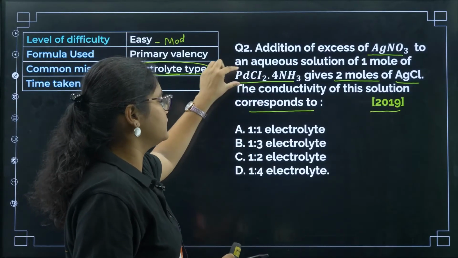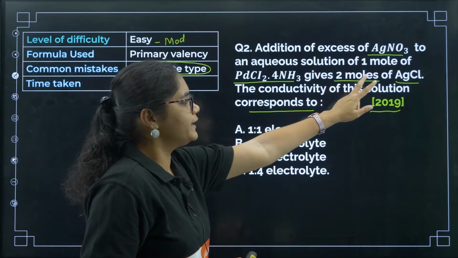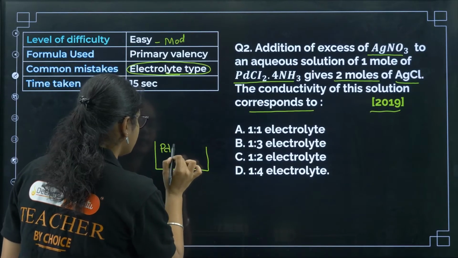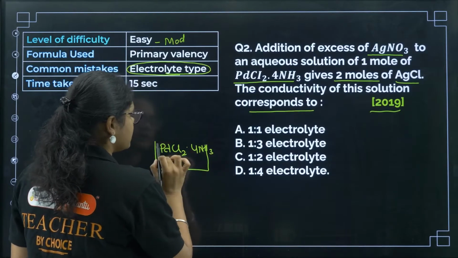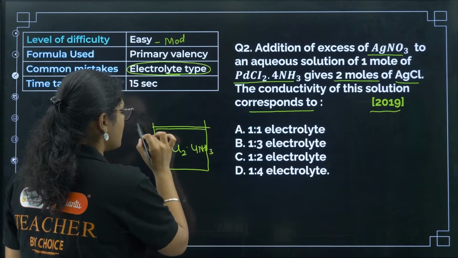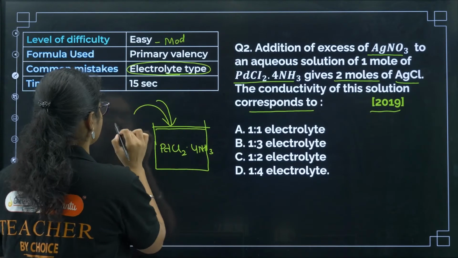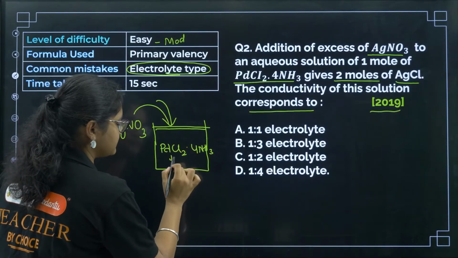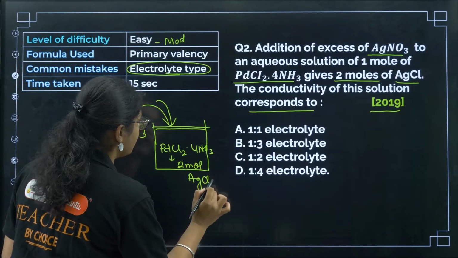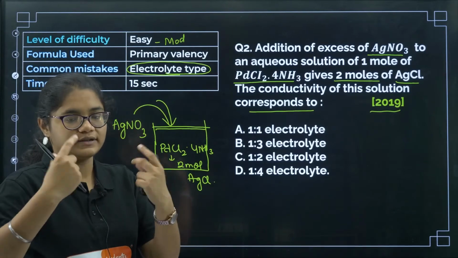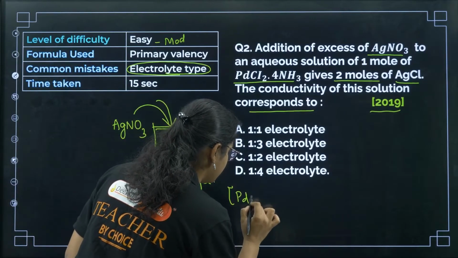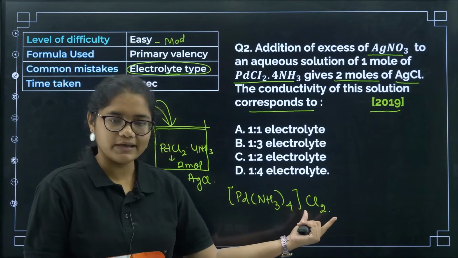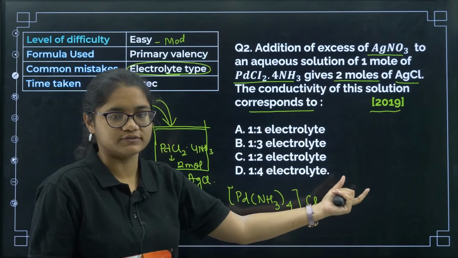We have this compound, PdCl2.4NH3, already present, and we add excess AgNO3, and only 2 moles of AgCl are produced. So you can imagine that this gives a precipitate, 2 moles of AgCl. What does that mean? In this compound only 2 chlorines are present outside. So I can write the formula as [Pd(NH3)4]Cl2. Now 2 chloride ions will be produced, and when you add excess AgNO3, only 2 moles of AgCl will be produced.